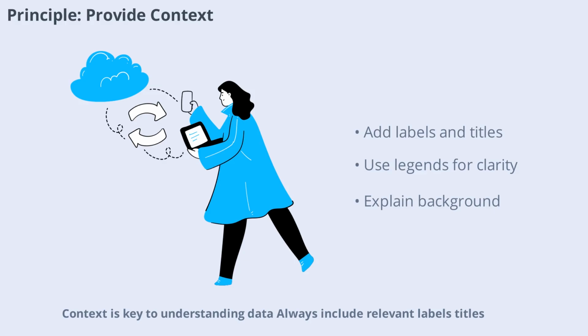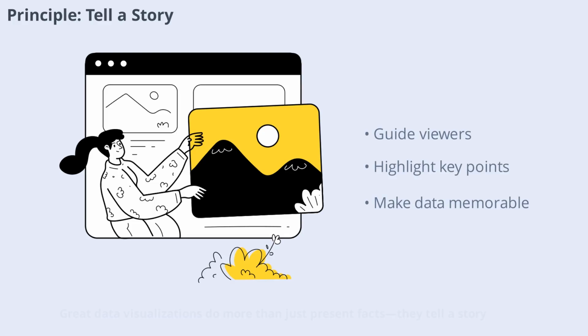Context is key to understanding data. Always include relevant labels, titles, and legends so viewers know what they're looking at. Without context, even the most beautiful chart can be confusing. Providing clear explanations and background information helps your audience interpret the data correctly and draws attention to the insights you want to highlight.